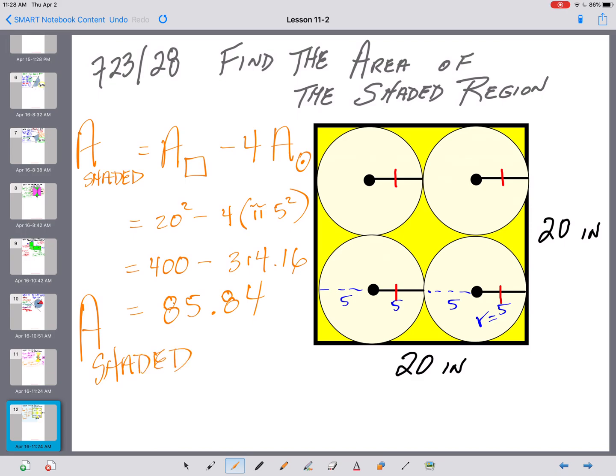Okay. Hey, how about units on this? Yep. The length was in inches, so the area inches squared.